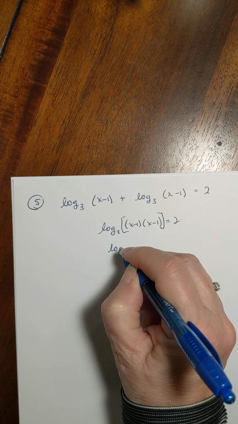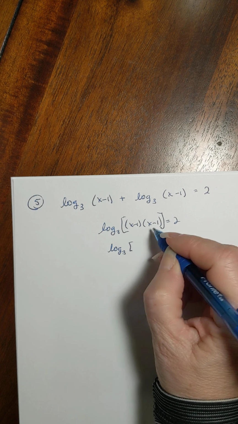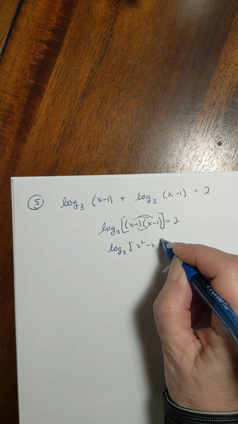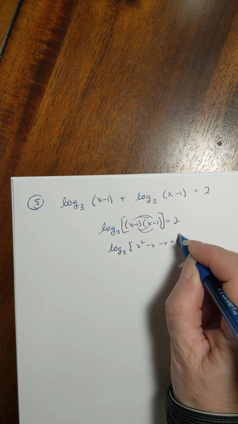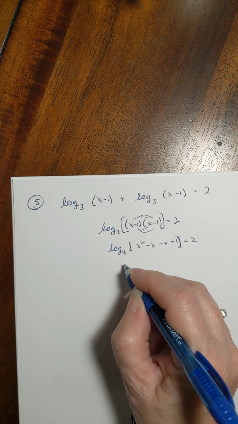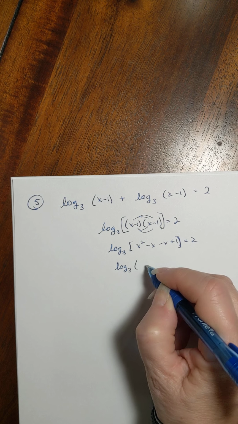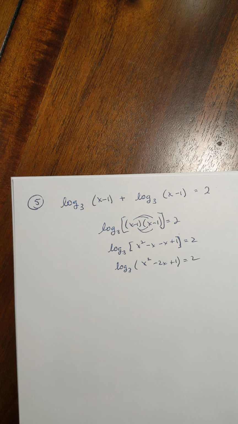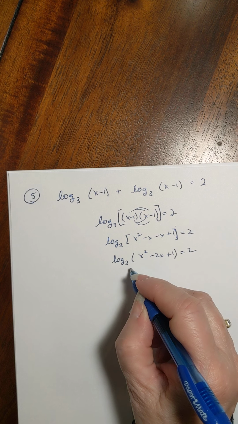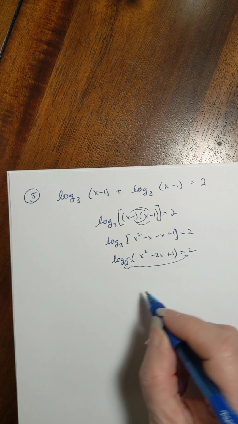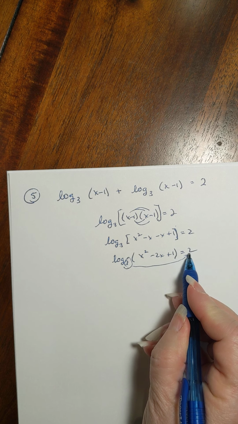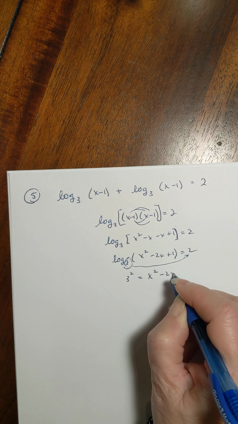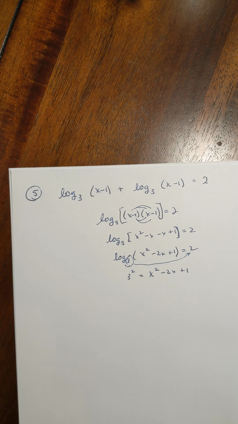So, foiling that out, I would get x squared minus x minus x plus 1 equals 2, and then combining my like terms, x squared minus 2x plus 1 equals 2. All right? So now I write it in exponential form. Here's my base, and my exponent is over here. So 3 squared is equal to x squared minus 2x plus 1.